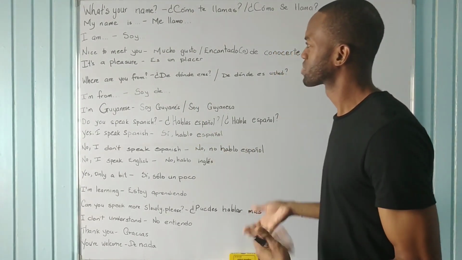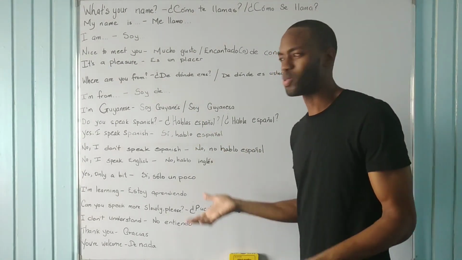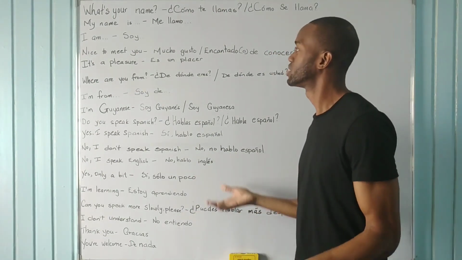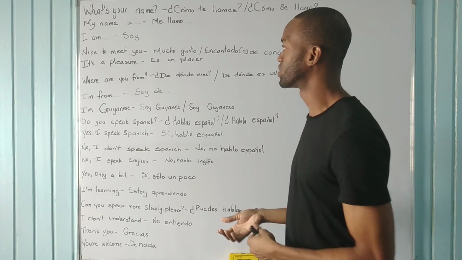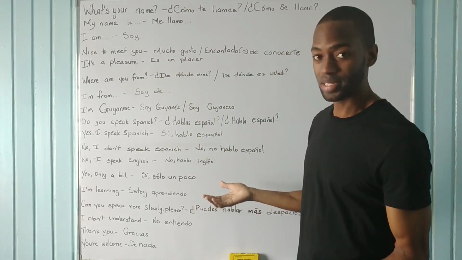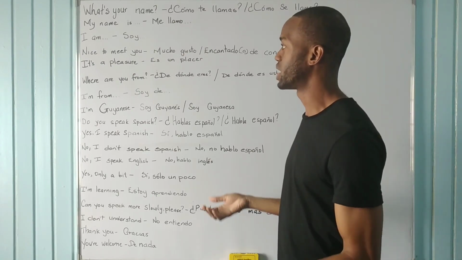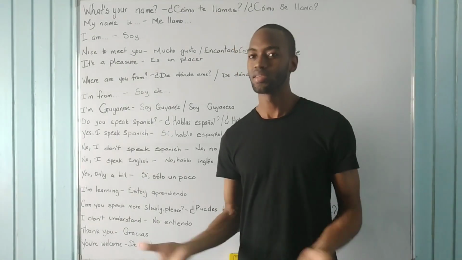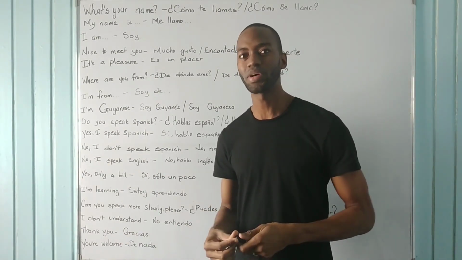Alright, and if you don't want to say nice to meet you, you want to say another way, it's a pleasure, just giving you some options if you're having a simple Spanish conversation. Es un placer. It's a pleasure. So getting a bit more into the conversation, you want to know where that person is from.